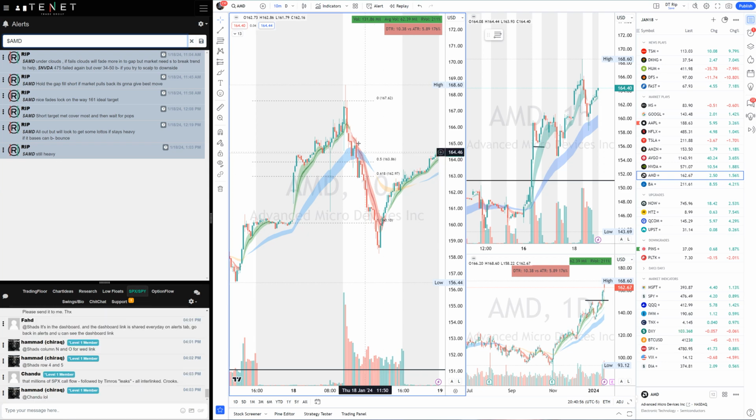I didn't touch AMD till then, even for a B- short. My interest came at 11 a.m. when it started to break down under the clouds. That's when I gave an idea to my community. If it fails the cloud, it will fade more into the gap, but the market needs to break to help. NVIDIA 475 failed again, but it's still over 3450. So basically we look both at AMD and NVIDIA.